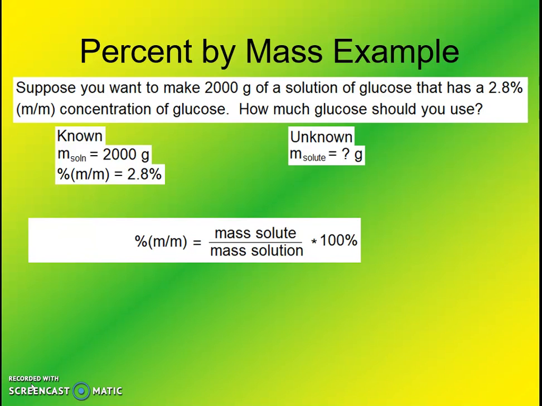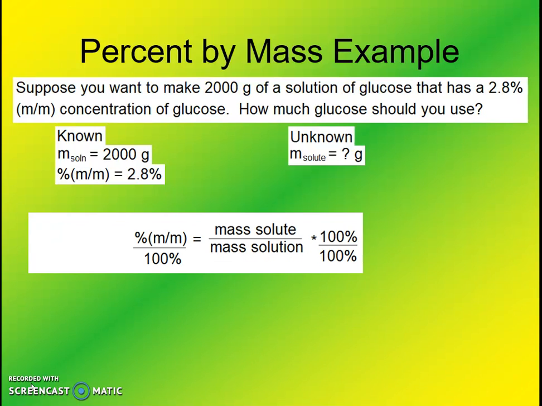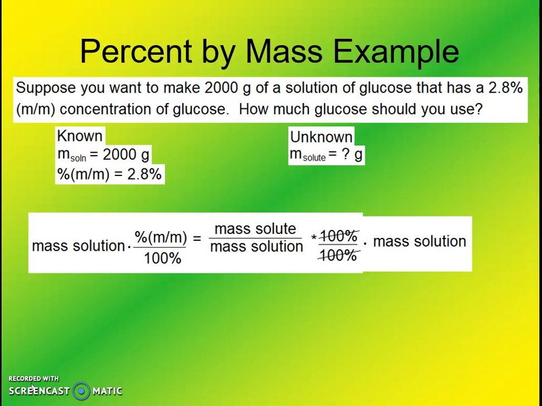So again, here's our equation. Percent by mass is mass of solute over mass of solution times 100%. But we're not solving for the percent this time. We have the percent. We're solving for the mass of our solute. So we're going to do a little bit of algebra here and manipulate this equation to solve for our mass of solute. So first thing we're going to do is divide both sides by 100%. Move that percent to the other side. And then also, let's move on the solution. And we're going to multiply both sides by the mass of solution. So now the mass of solute is isolated.